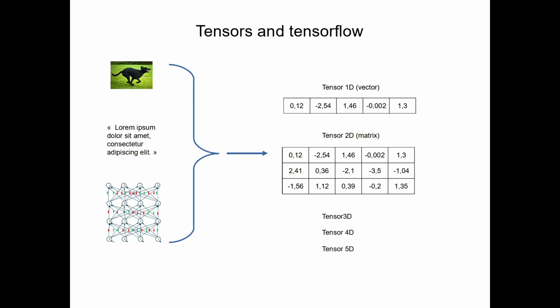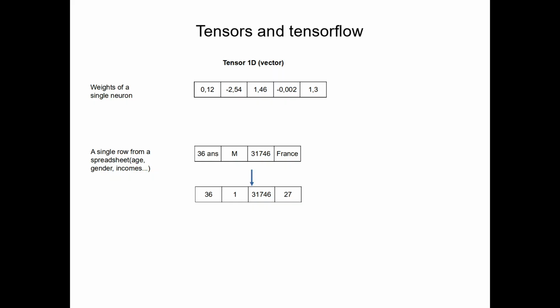We can't really visualize them. For 3 dimensions, you have to imagine a cube with each cell of the cube containing a value. But 4-dimensional and 5-dimensional tensors are too complex to visualize, but mathematically they work in exactly the same way. So why are there different tensors with different dimensions? For example, a one-dimensional tensor, a vector, corresponds to the weights of a neuron. All the weights of a single neuron are represented as a one-dimensional vector or tensor.